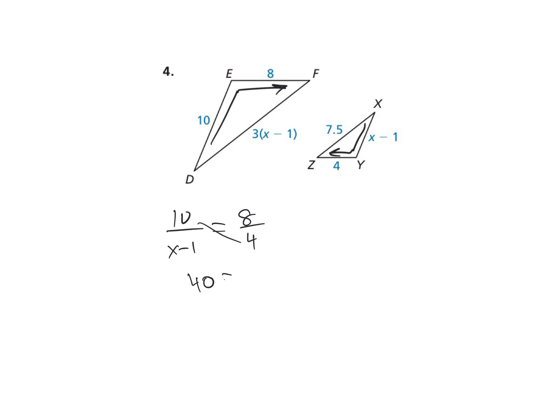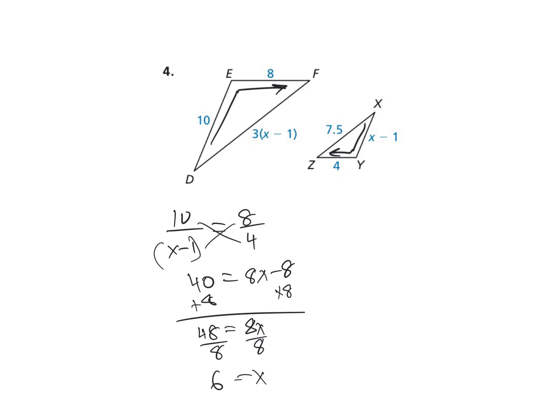Cross multiply. And again, that's 8x minus 8. Don't forget to distribute. Add 8, and you get 48 equals 8x. Divide by 8, and x equals 6.